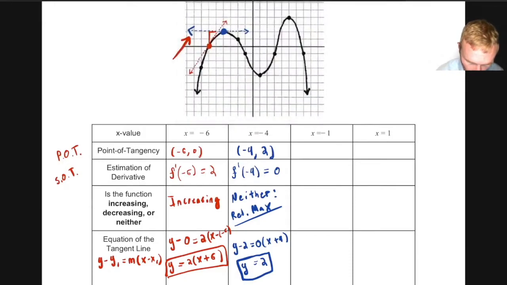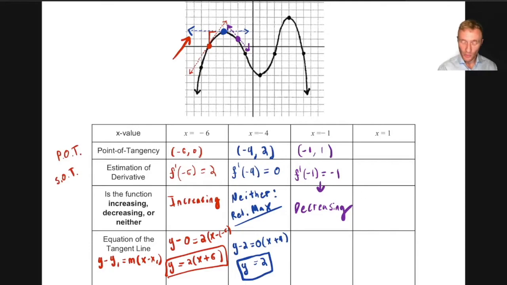When x equals -1, I'm going to go ahead and draw another tangent line. This one's going to be slightly less steep than the red one. This to me looks like, again, point of tangency -1, 1. Estimate the derivative. This looks like down 1 over 1. So f prime of -1 equals -1. The derivative is negative, and as you can see, our function is decreasing. It is on its way down.